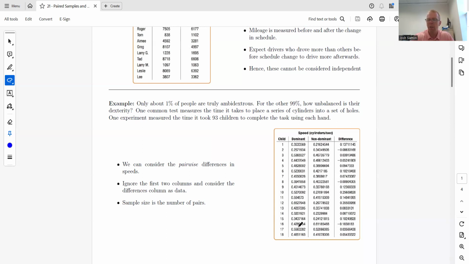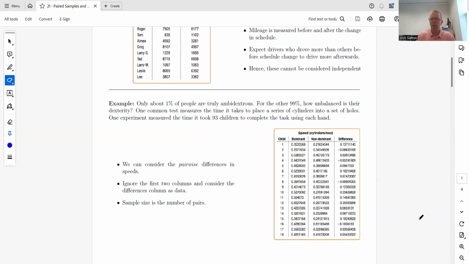So we're not going to look at the average of the dominant hand and the average of the non-dominant hand and then subtract them. That's what we were doing with the comparing groups that we did in the last chapter. But here we are going to look at the difference for each individual person in the sample. And then we get the average of the differences. As far as we're concerned, we're ignoring these first two columns and we're just going to look at the sample size for the number of pairs. So that's the main difference.